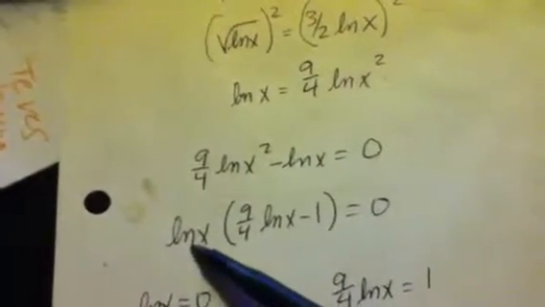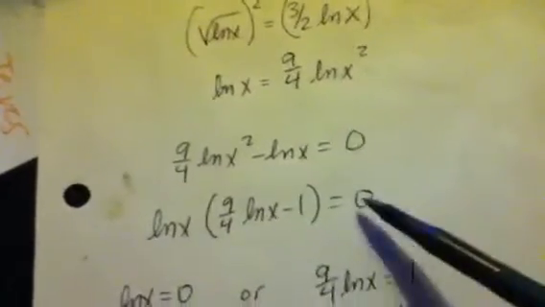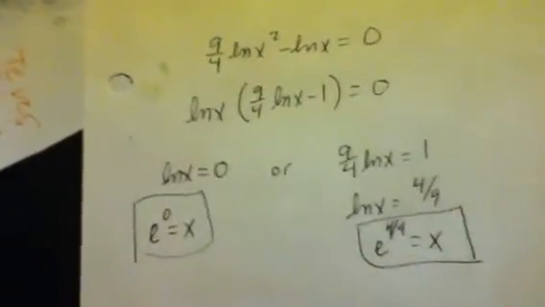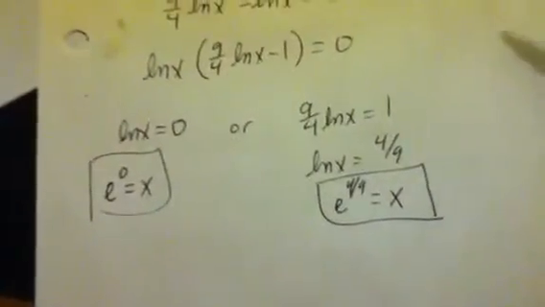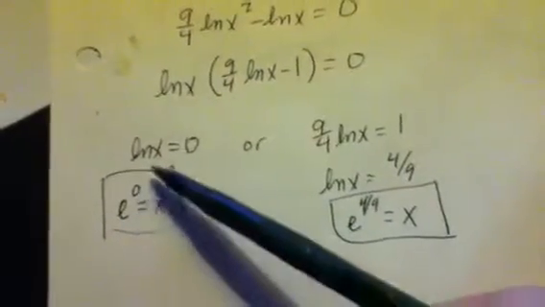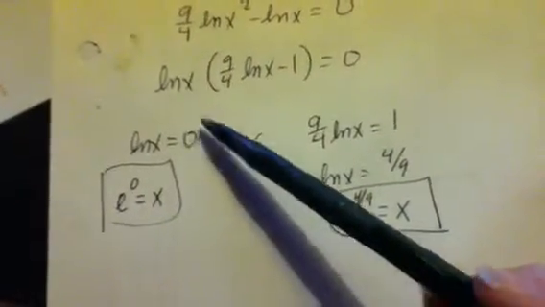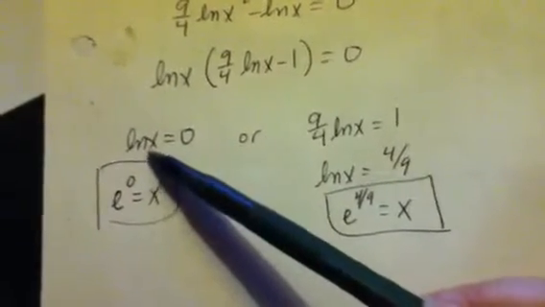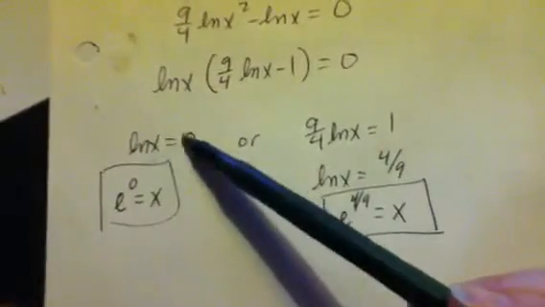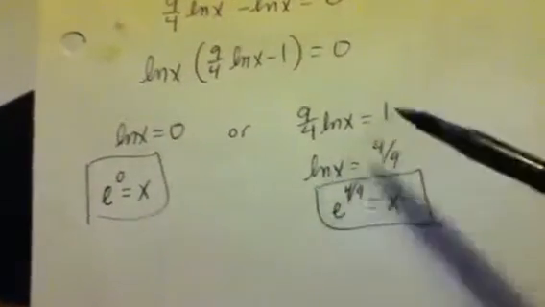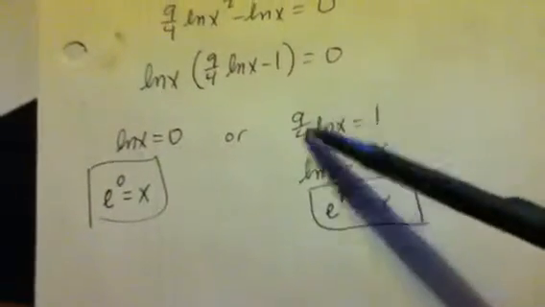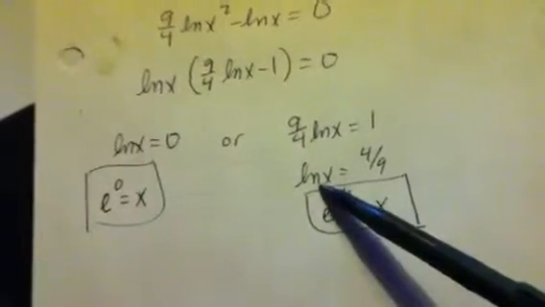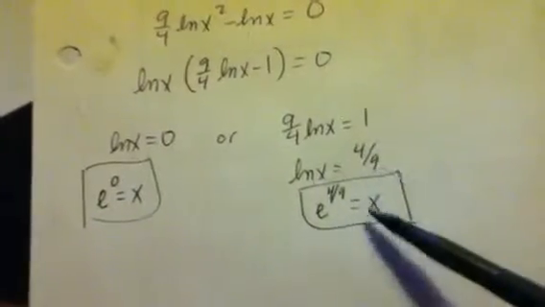So ln x equals 0, or 9/4 ln x minus 1 equals 0. So just use the zero product property just like you would if you were factoring a quadratic. And then after you get all the way down here, you have a constant on one side, then there's an invisible e right here. That's the base. So you can say e to the 0 equals x. That's putting it in exponential form. And same thing here, I multiplied both sides by 4/9, and then I said that invisible e, that base, e to the 4/9 equals x.